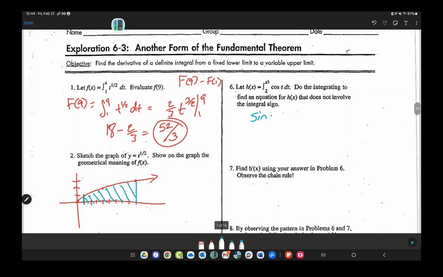So sine t from 2 to x cubed. So that would give you what? Sine x cubed minus sine 2. Got the parentheses. All right. Now, if we took the derivative of this, if we did the h prime of x, what would I get?